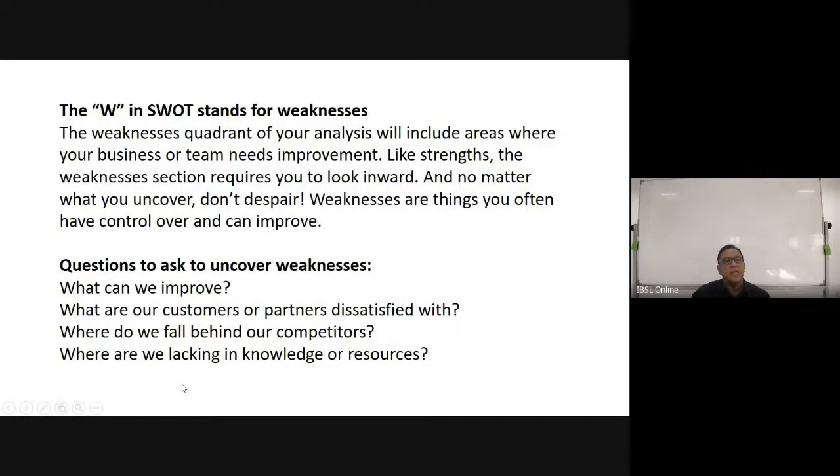Then weaknesses. Again, questions to ask to uncover weaknesses. What can we improve? Or if you are doing a SWOT for yourself, how can I improve? What are our customers or partners dissatisfied with? You can ask yourself, is your employer or the bank dissatisfied with something? Where do we fall behind our competitors? If you compare yourself with other colleagues of your bank, in what way are you falling behind them? Or are we ahead of them or behind them?